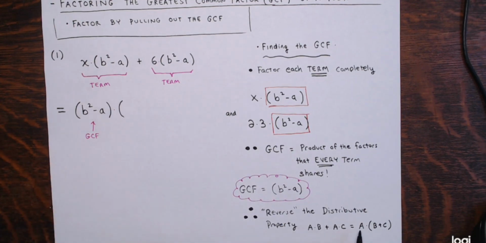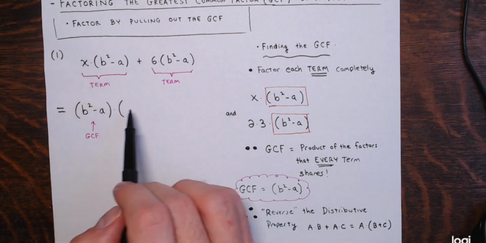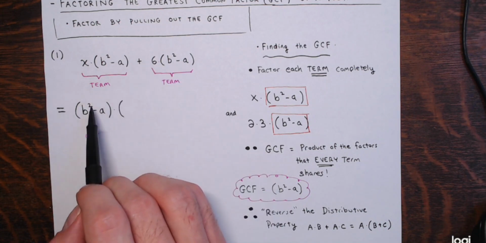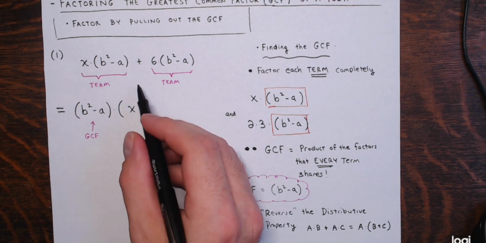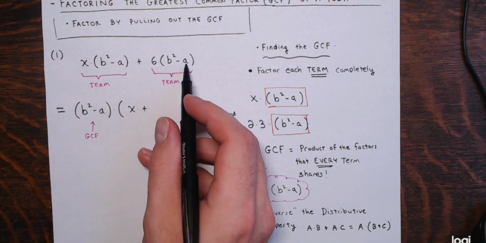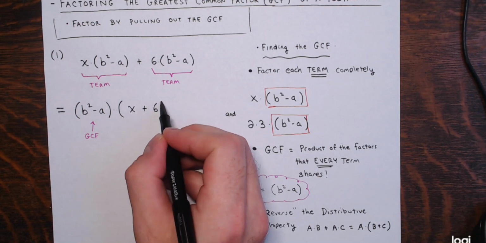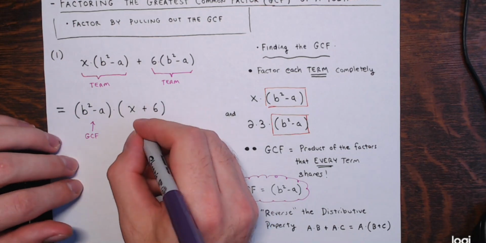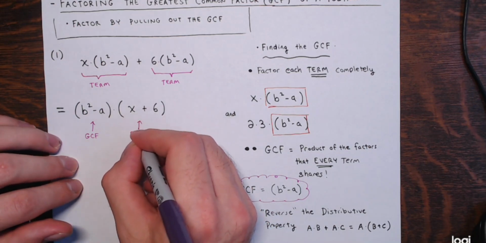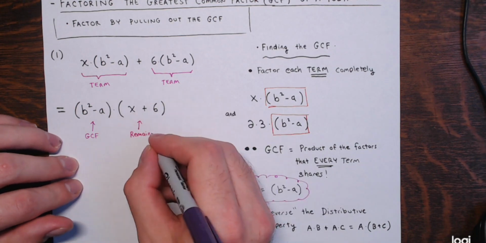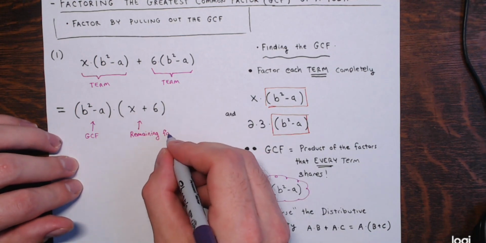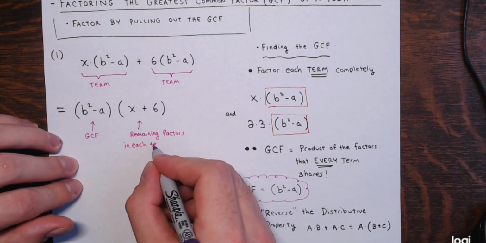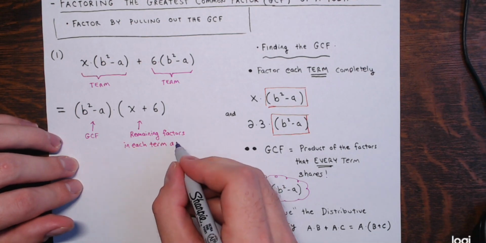And again, I'm just reversing the distributive property here. Just what would be left over in each term if I remove b squared minus a? And that would be x in the first term plus, and then if I remove b squared minus a, you'd have 6 in the second term. All right, and this is what's remaining. Remaining factors in each term after removing the greatest common factor.